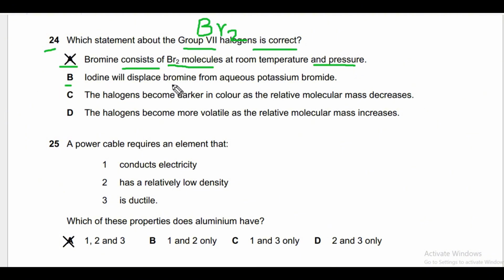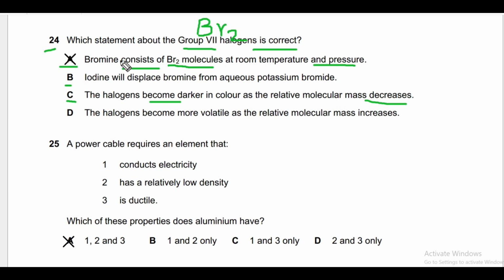B is wrong. Why? Iodine will displace bromine? No, iodine is less reactive. Iodine will not displace bromine. C is wrong. The halogens become darker in color as the relative molecular mass decreases? No, this is wrong. As molecular mass increases, they become darker. So A is the right answer.